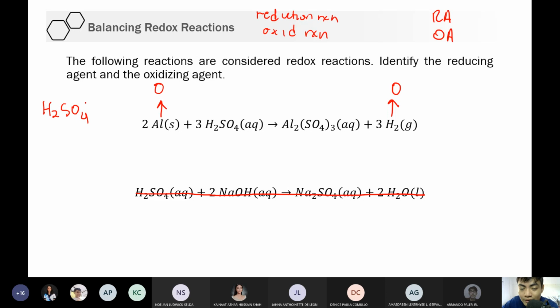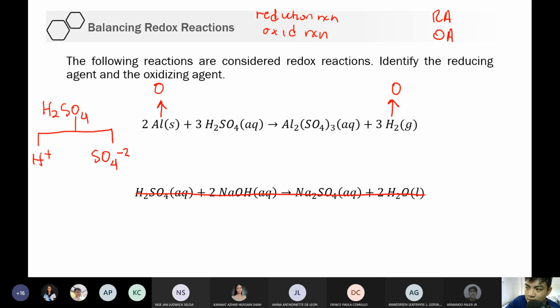Anong technique dito? H2SO4. Kunin mo yung ions niya. Okay? Cation, anion. Ibig sabihin, you do the reverse crisscross. Okay? So, ano yung cation mo dito at ano yung anion? Cation is H+. Anion is SO4, negative 2. Ibig sabihin, kailangan alam nyo na yung ions nyo, ha? Kasi that will be very helpful dito.